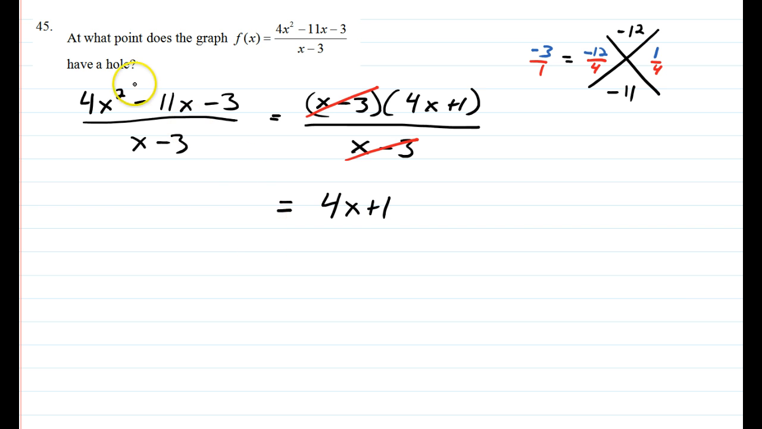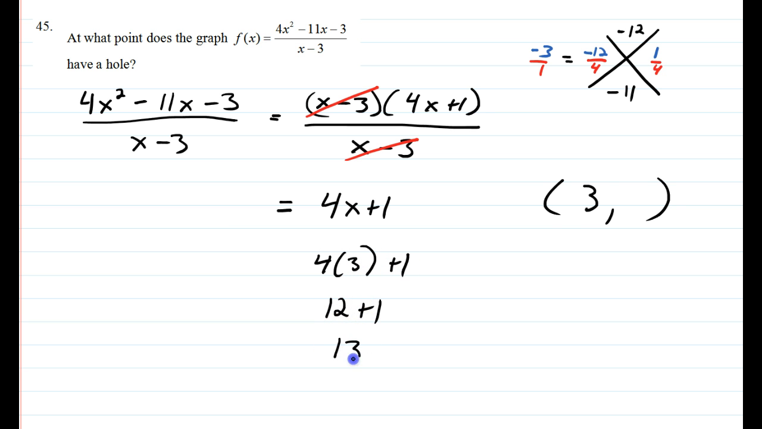And so now to figure out where the hole is at, you go back to the term we crossed out. And so what would make this 0? That would be 3. And so since it's a point, we know it's going to be 3 comma something. So that gives us our x value of the hole. And so now you take the 3 and just plug it in. And so 4 times 3 plus 1, 12 plus 1 is 13.